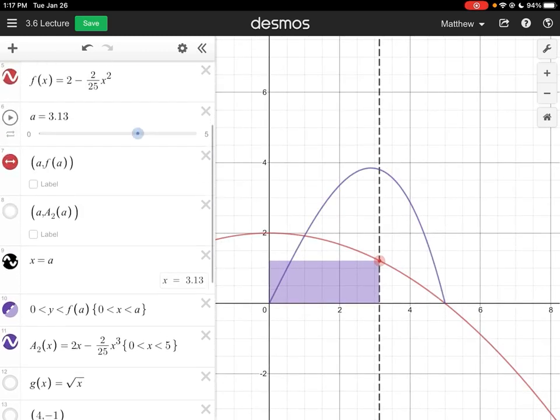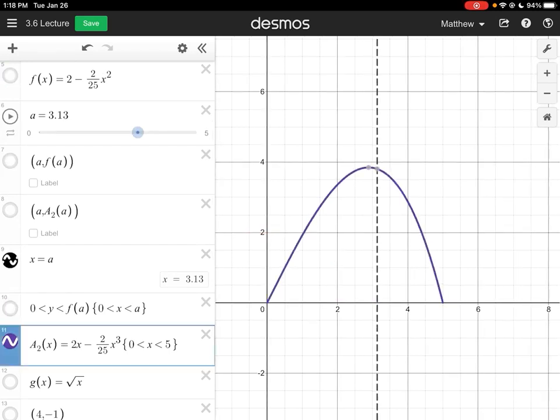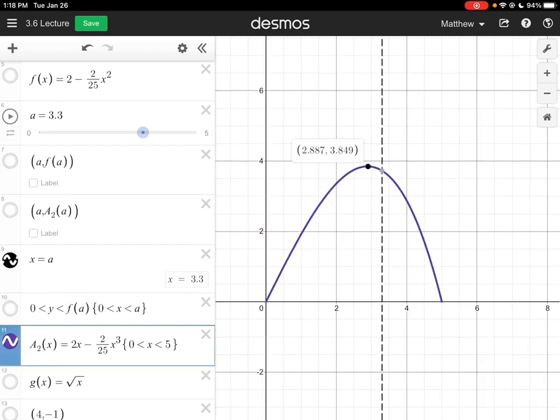Let me hide some of these other things that we're seeing here. So this area function, if you click on it, Desmos will automatically find its highest point. This is telling us that the x should be 2.887 and that the resulting area of the purple rectangle will be 3.849 square units.